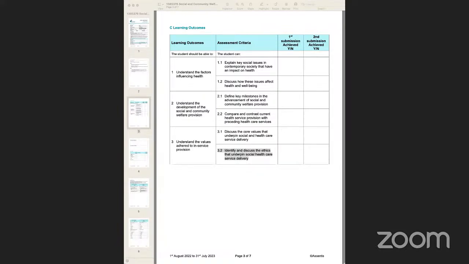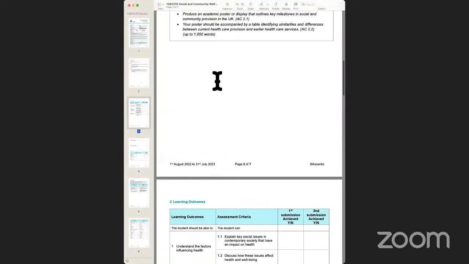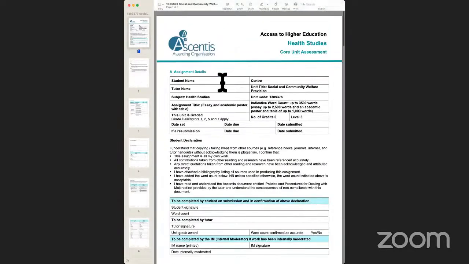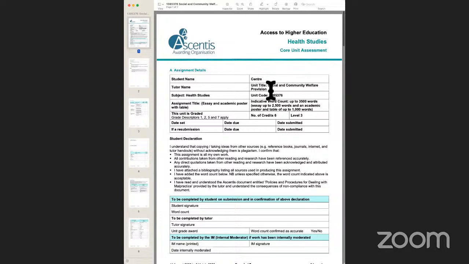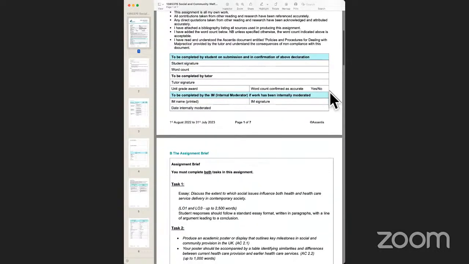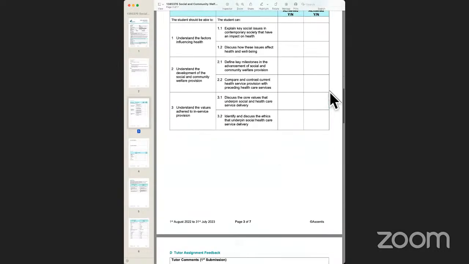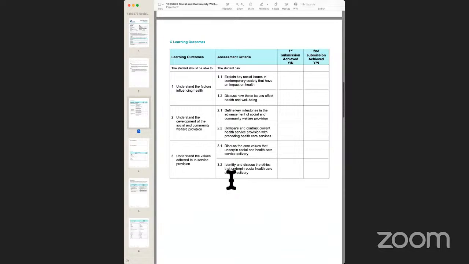If most of you recall, those who've been joining the session, today we are looking at covering Learning Outcome 3, which is for the unit Social and Community Welfare Provision. This is the unit that we've been covering for the last 2 weeks, and today we are looking at Learning Outcome 3, which is the last learning outcome in this unit. And tomorrow's discussion is going to be on the assignment for this particular unit.